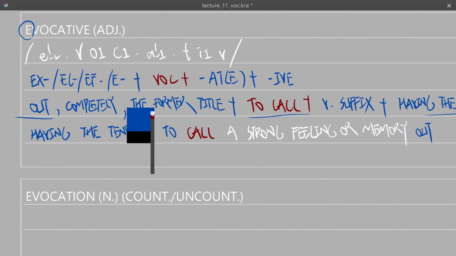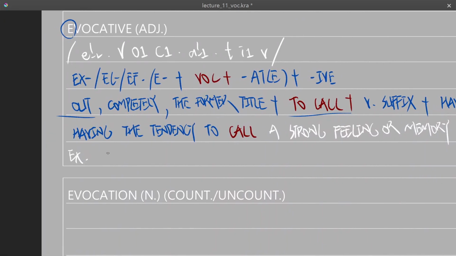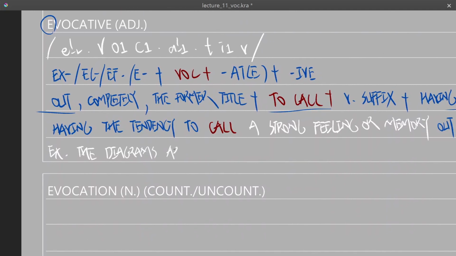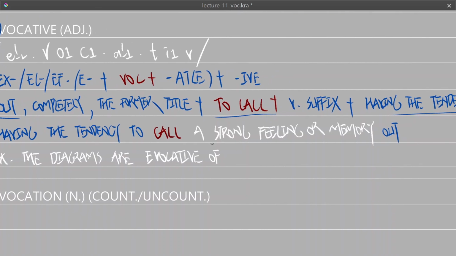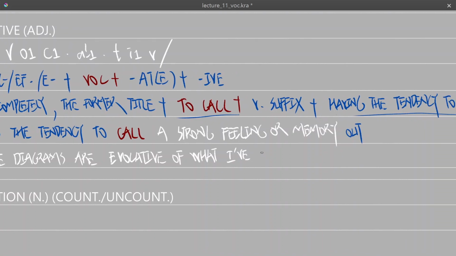So for example, let's say the diagrams are evocative of what I've studied.